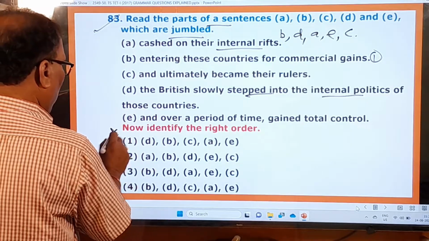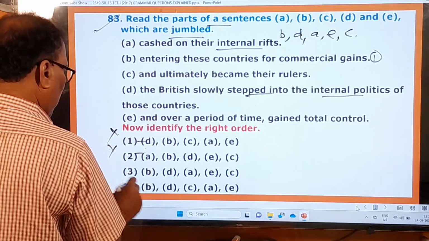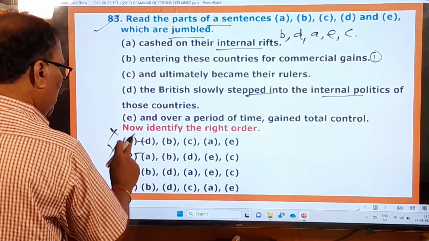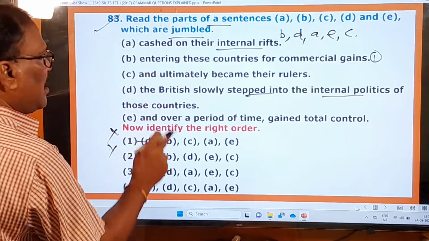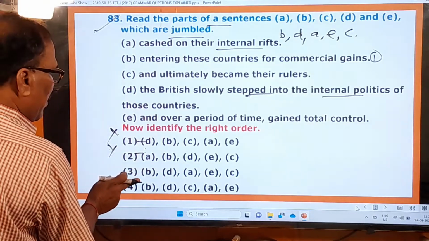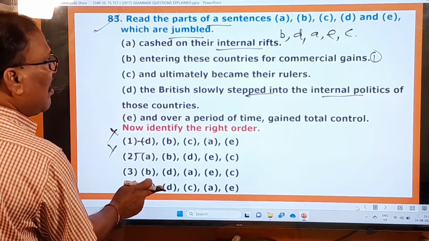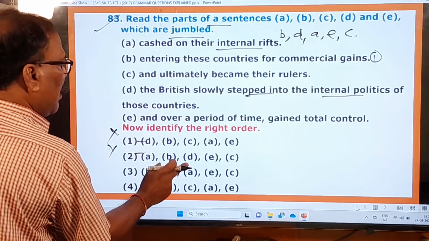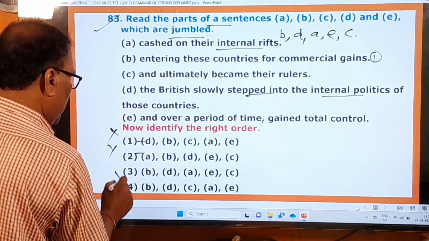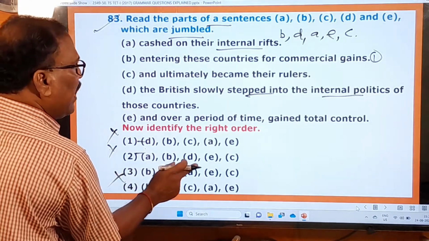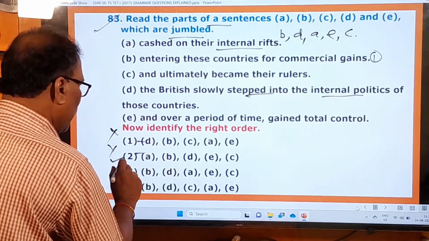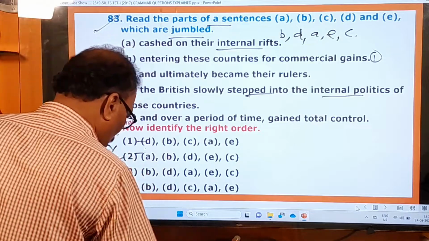D wrong. A wrong. B with B. These two are dropped. With B two things are there: at the beginning B, next to it D. A is there. At the third level, it is dropped. This is dropped. B, D, A, E, C. So this third one is the right one, and all others are wrong.